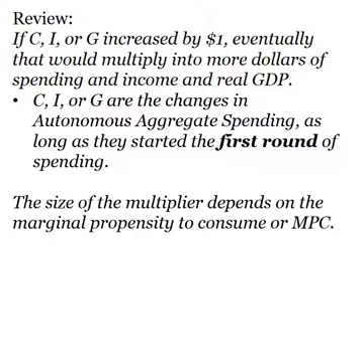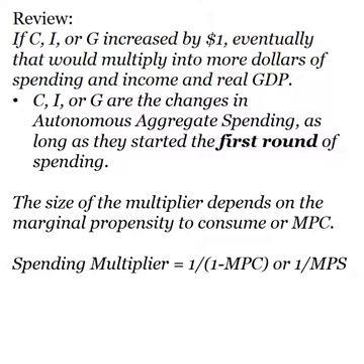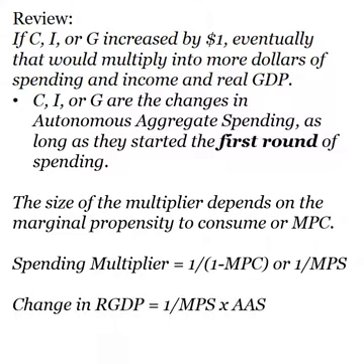The size of the multiplier is dependent on MPC, the marginal propensity to consume. Remember, we use the consumption function to average spending at different income levels to figure out the slope. The slope gives us the MPC. And then here are the equations from earlier in the unit. The spending multiplier, we talked about how it could be 1 divided by 1 minus MPC. But because MPC and MPS, when you add them together, always equal 1, another way to do the spending multiplier would be 1 divided by MPS. So that's the multiplier by itself.